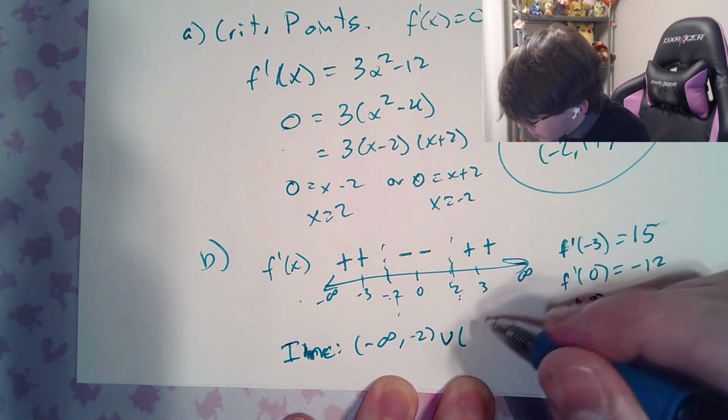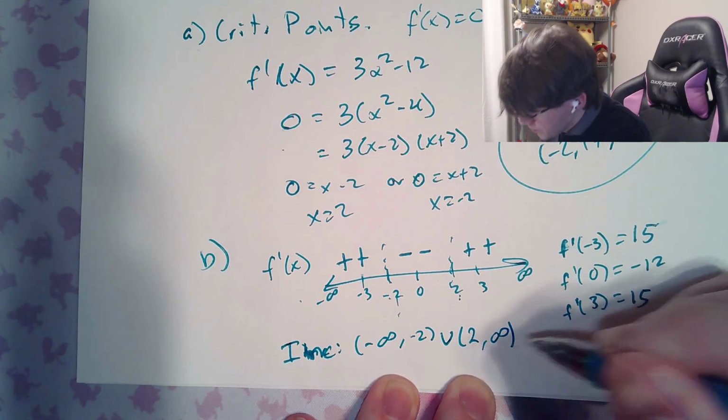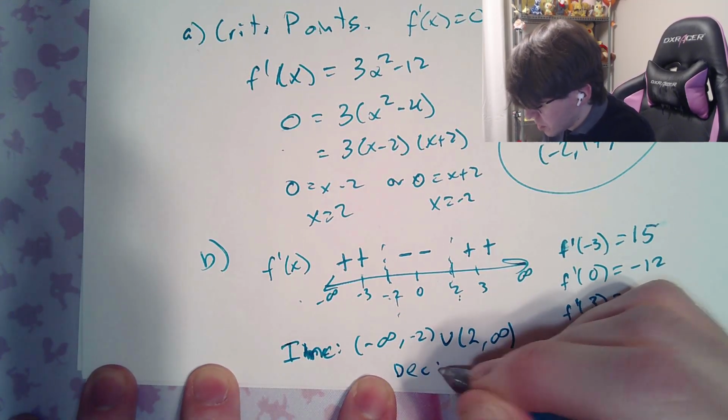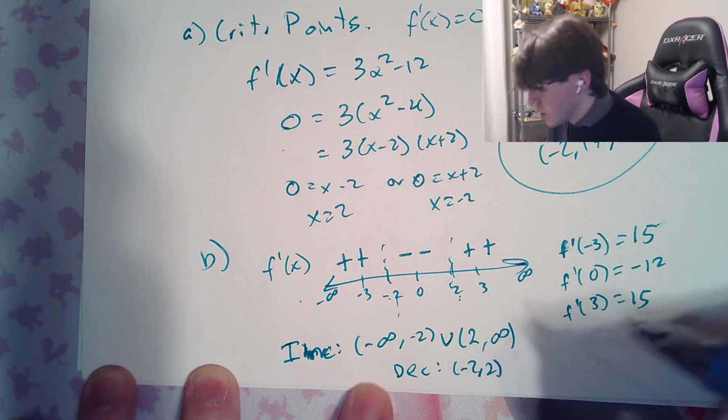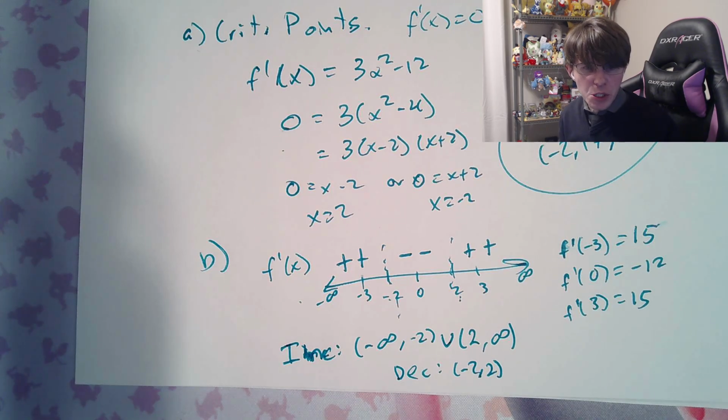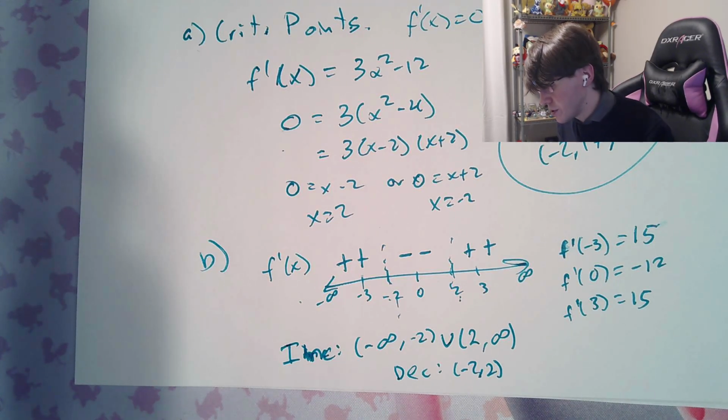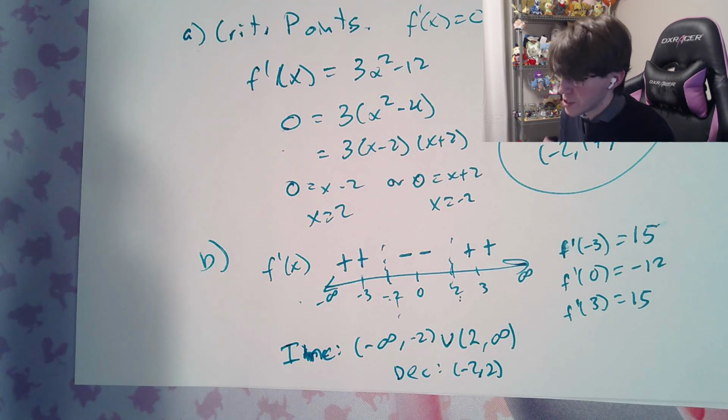Union with 2 comma infinity. And then our decreasing section is just going to be smack dab in the middle here, negative 2 comma 2. Please note, for increasing and decreasing, if your teacher is a reasonable human being, you never use brackets. You only use parentheses, because you're neither increasing nor decreasing at the critical points.